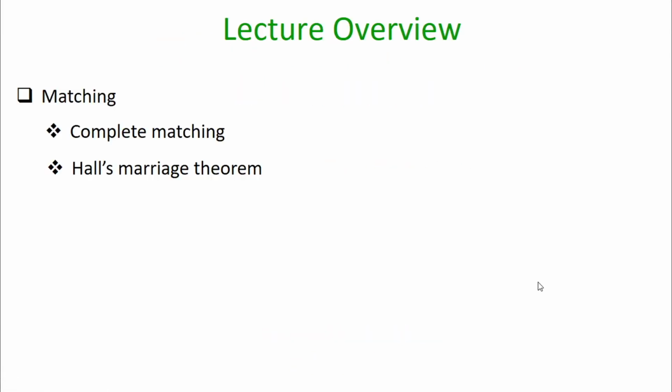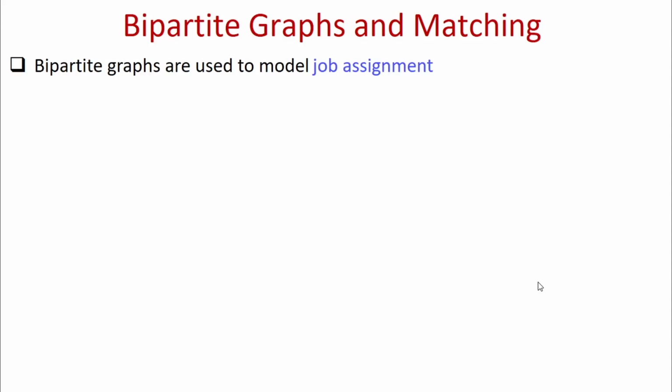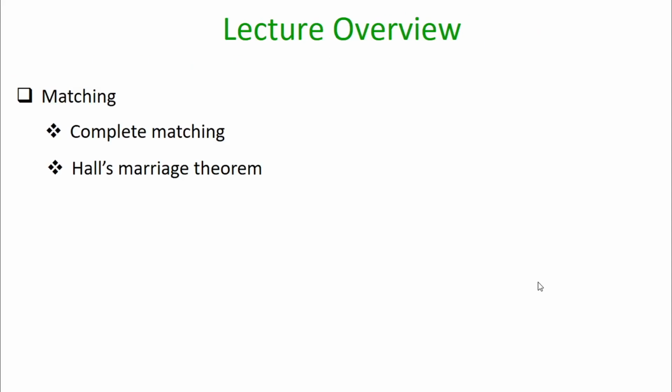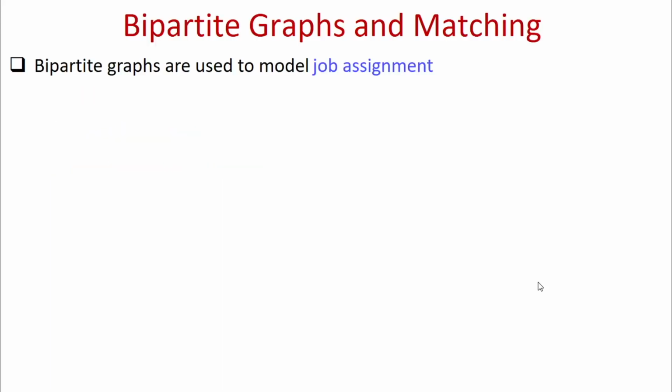The plan for this lecture is as follows. In this lecture we will introduce the definition of matching, we will discuss complete matching, and we will see the theorem statement for Hall's marriage theorem. So let us begin with bipartite graphs and matching.